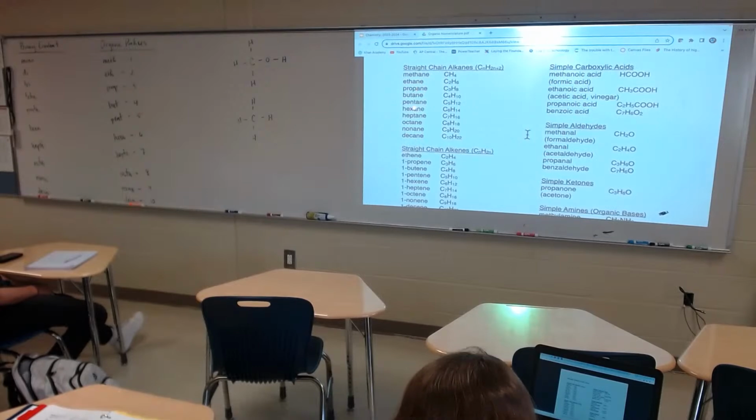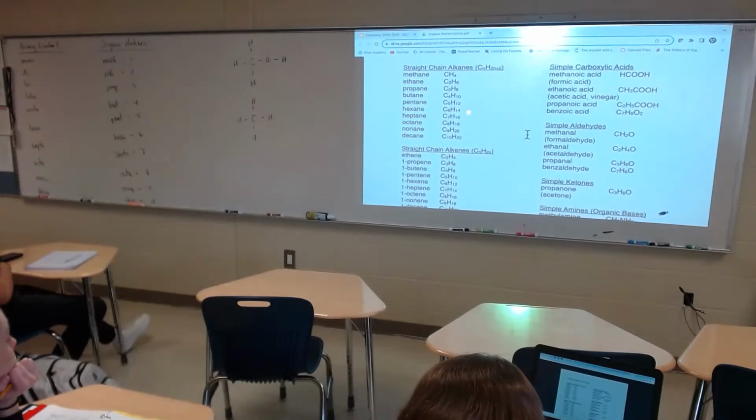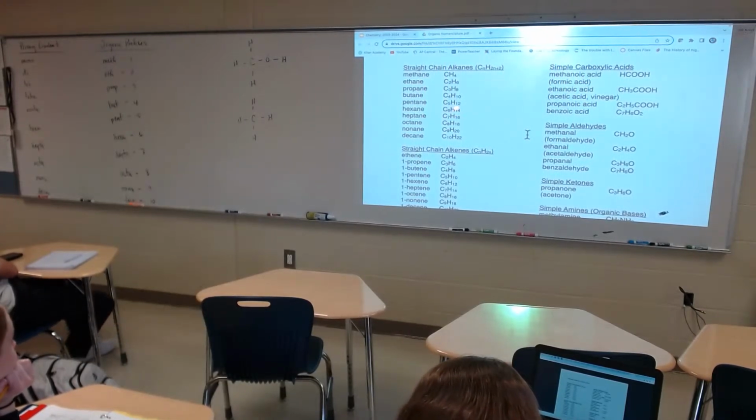Let's pick another one here. Hexane, a real common component of gasoline. Hexane, 6 carbons. Hex means 6. A-N-E means everybody's single bonded. So 6 carbons times 2 plus 2 is 14. I have 14 hydrogens. C6H14.